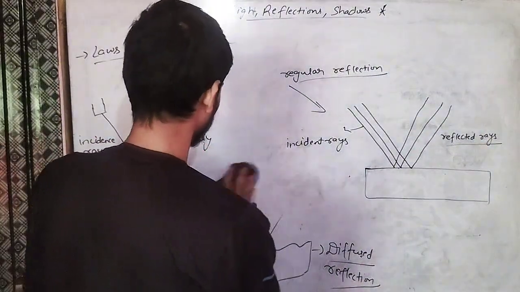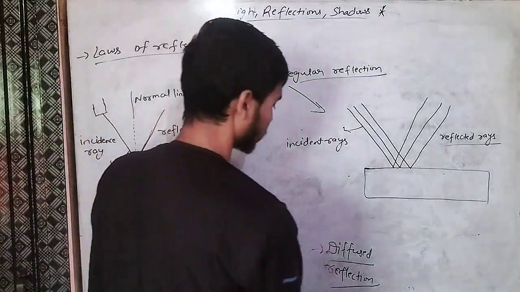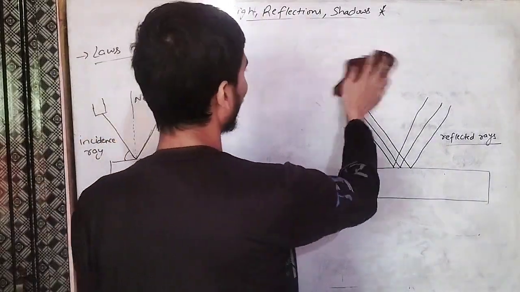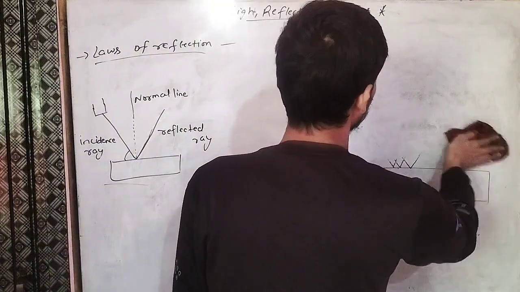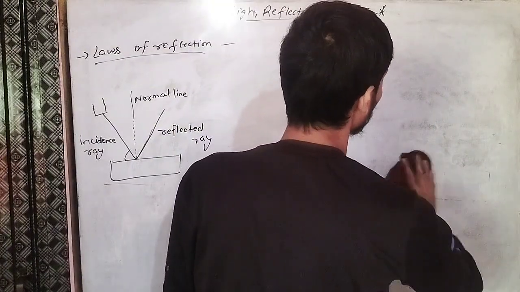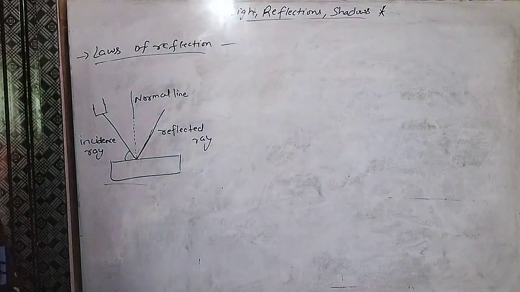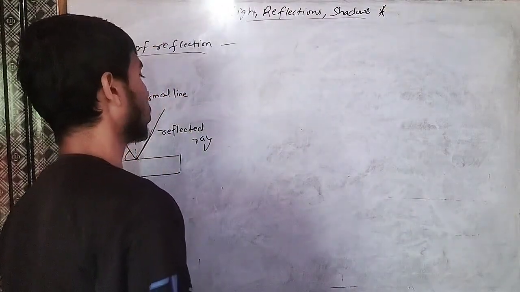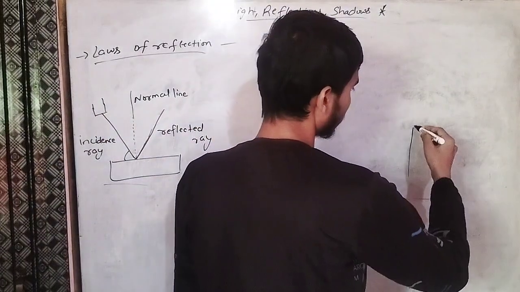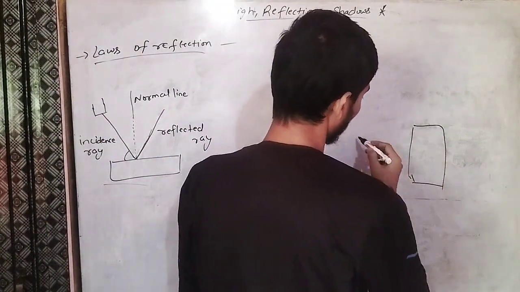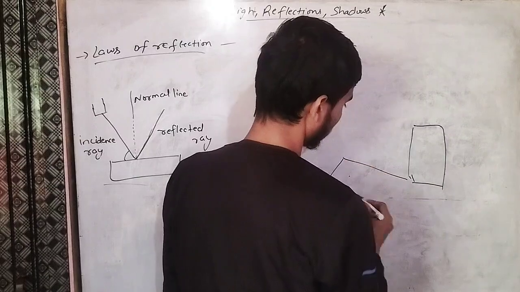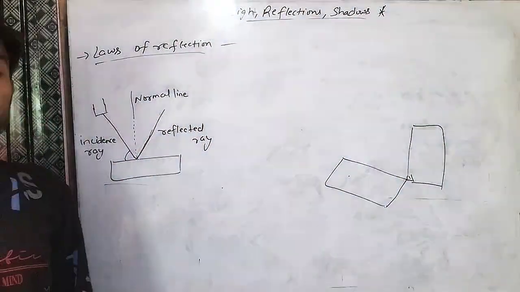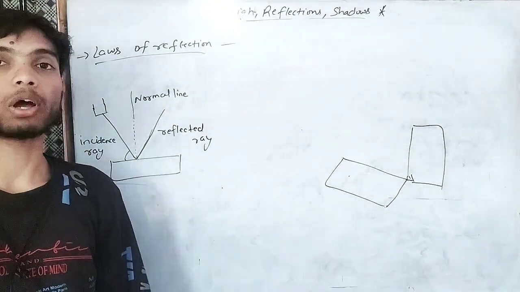Let's understand about multiple images which are formed by mirrors. When will that happen? Do you have any idea? Multiple images can be formed by mirrors. How? We have this mirror, also we have this mirror. So multiple images will be formed by these two mirrors.